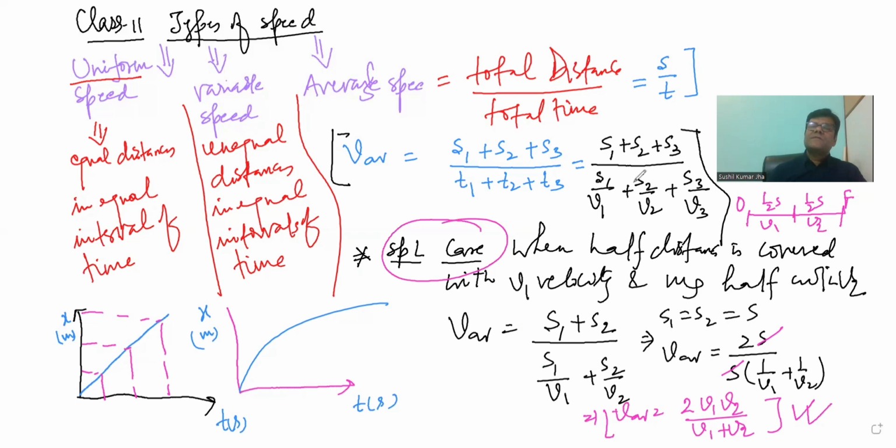If it is common, not defined, then we write s1 plus s2 plus s3 by t1 plus t2 plus t3. If it is in general, then total distance by total time, s upon t. Right? So this was regarding speed. Similarly, let us look into velocity. So let me clear this first.